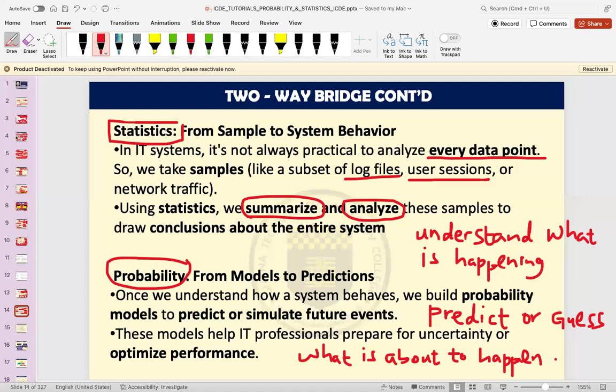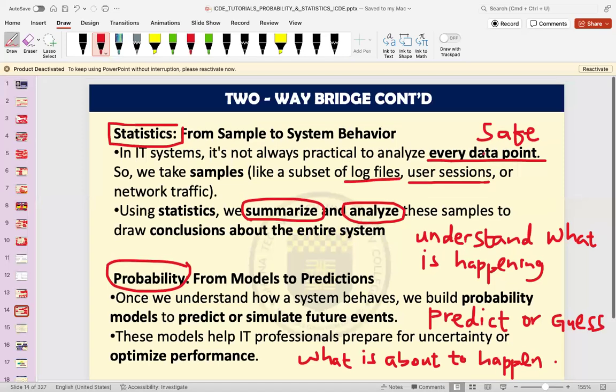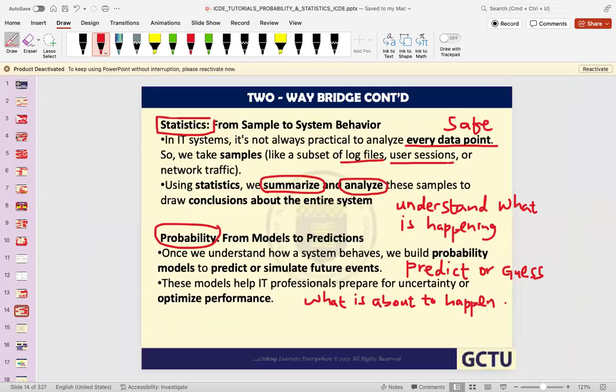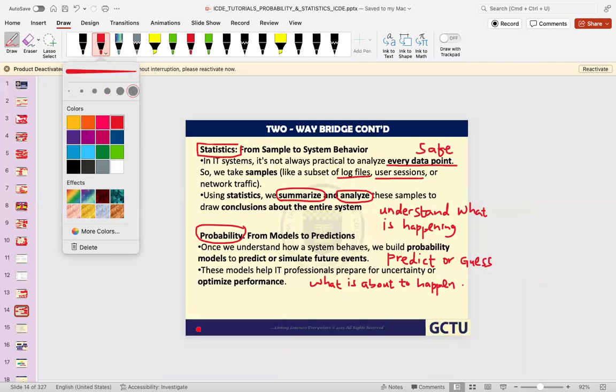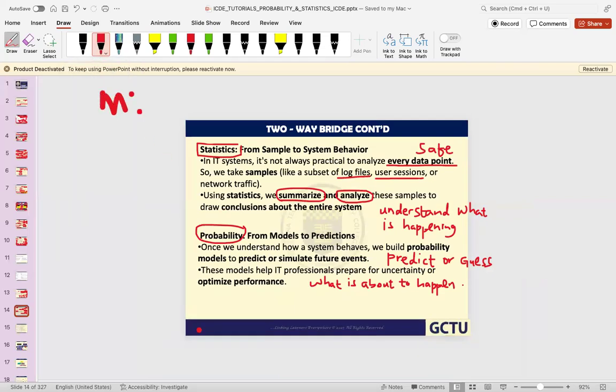When we have understanding of what is happening, and we can also predict what is about to happen, then I think it makes all of us very safe. And so we can safeguard our system and so on and so forth. So I'm sure if you are the technical head for MTN mobile money section, you will not be sleeping, because your probability and statistics should be working together every time.